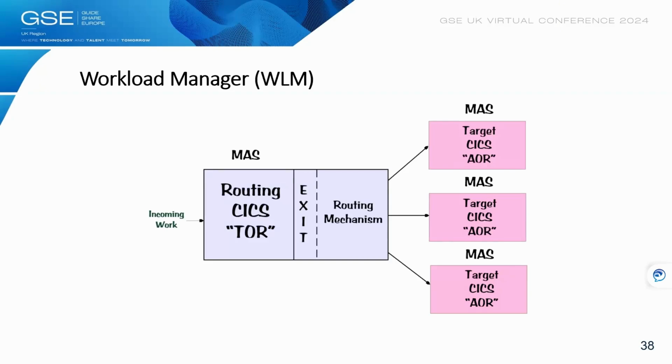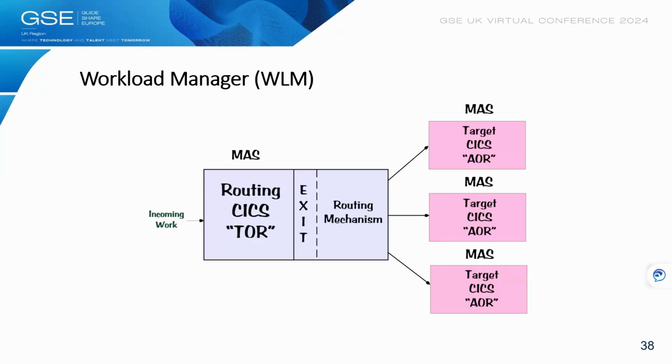So let's start with workload management. This is the big piece of it. This is what's going to explain all the things that you want to do. But basically, you can come into a TOR, and based on some decision and a routing mechanism, you could route the workload to multiple different AORs.